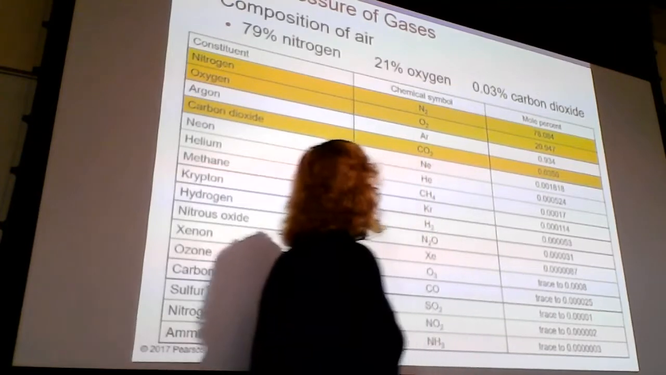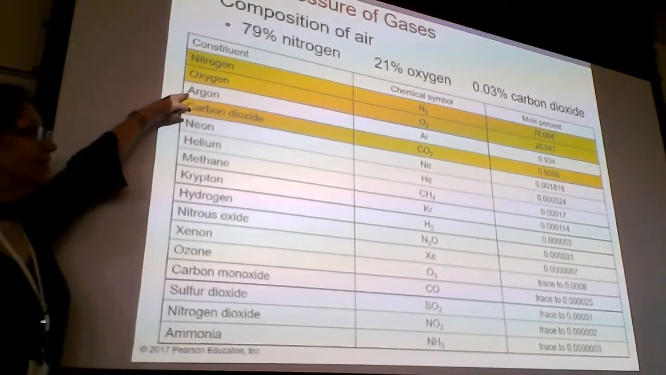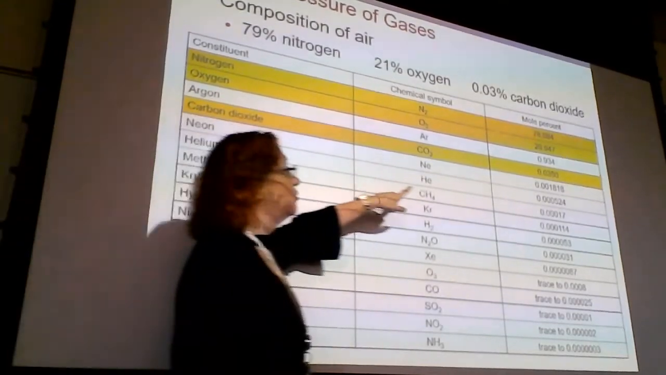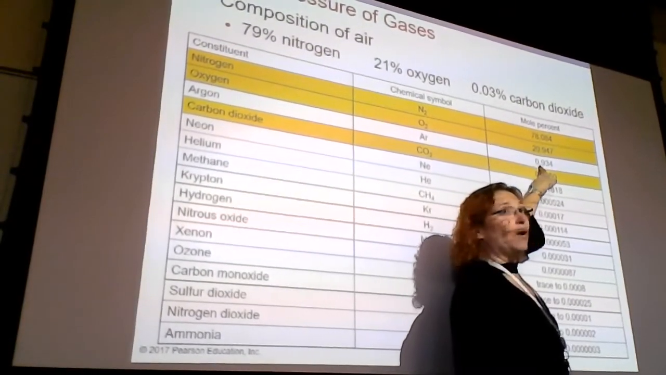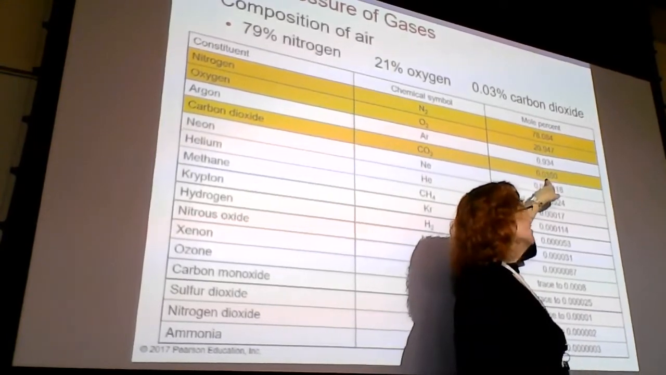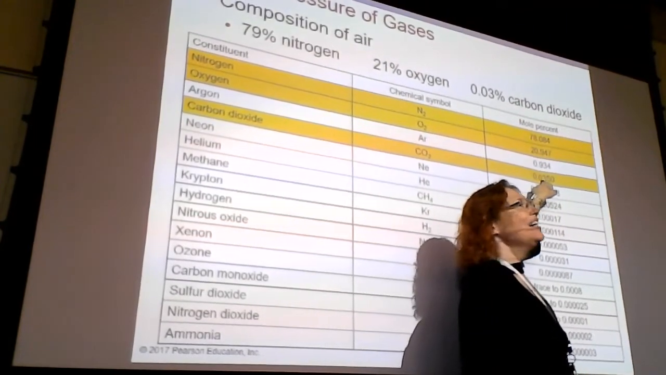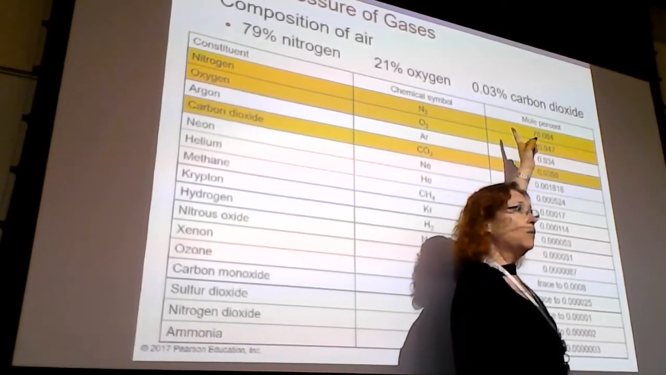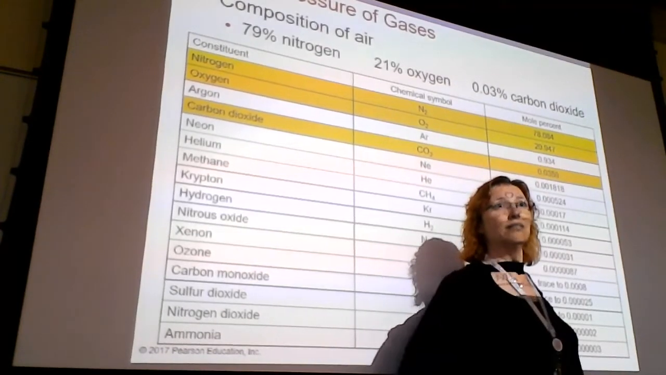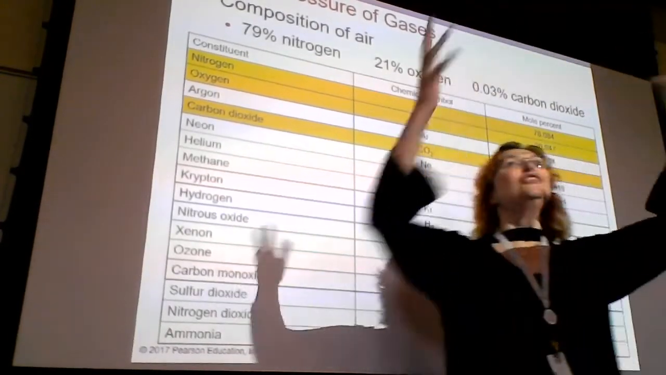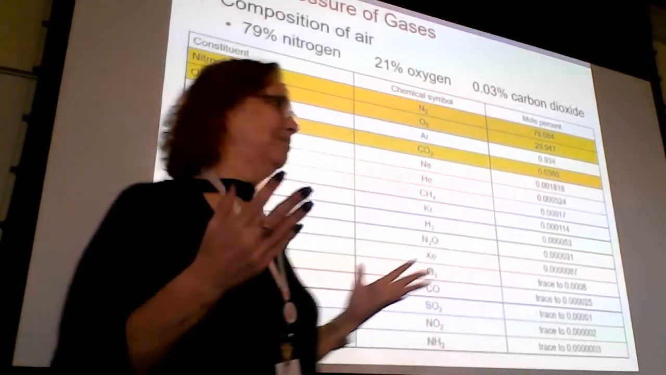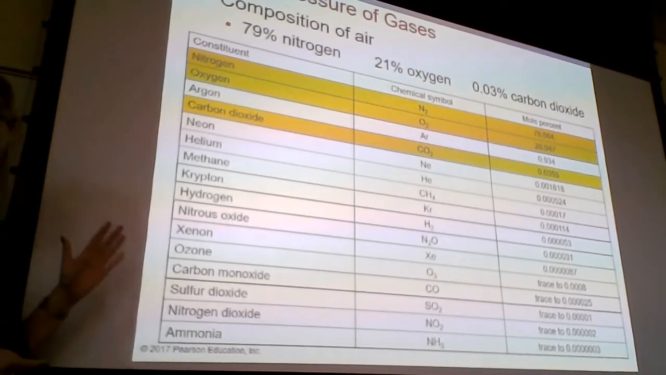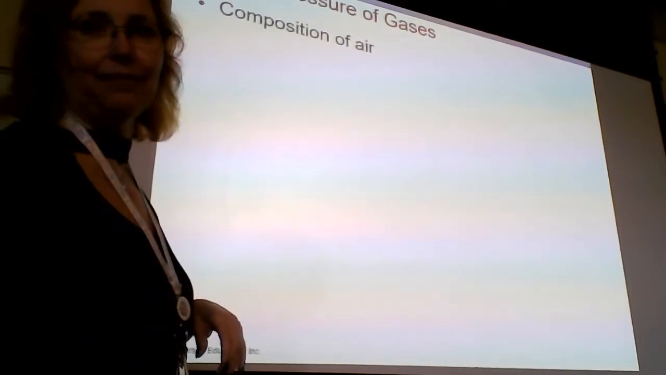A whole bunch of stuff. Notice that argon is way more than CO2. Argon is 0.9%. CO2 is 0.03%. So then why don't we talk about argon? And why don't we talk about nitrogen? Because those aren't involved in what the body needs. It needs oxygen, it makes carbon dioxide. So that's why those are the ones that we look at.